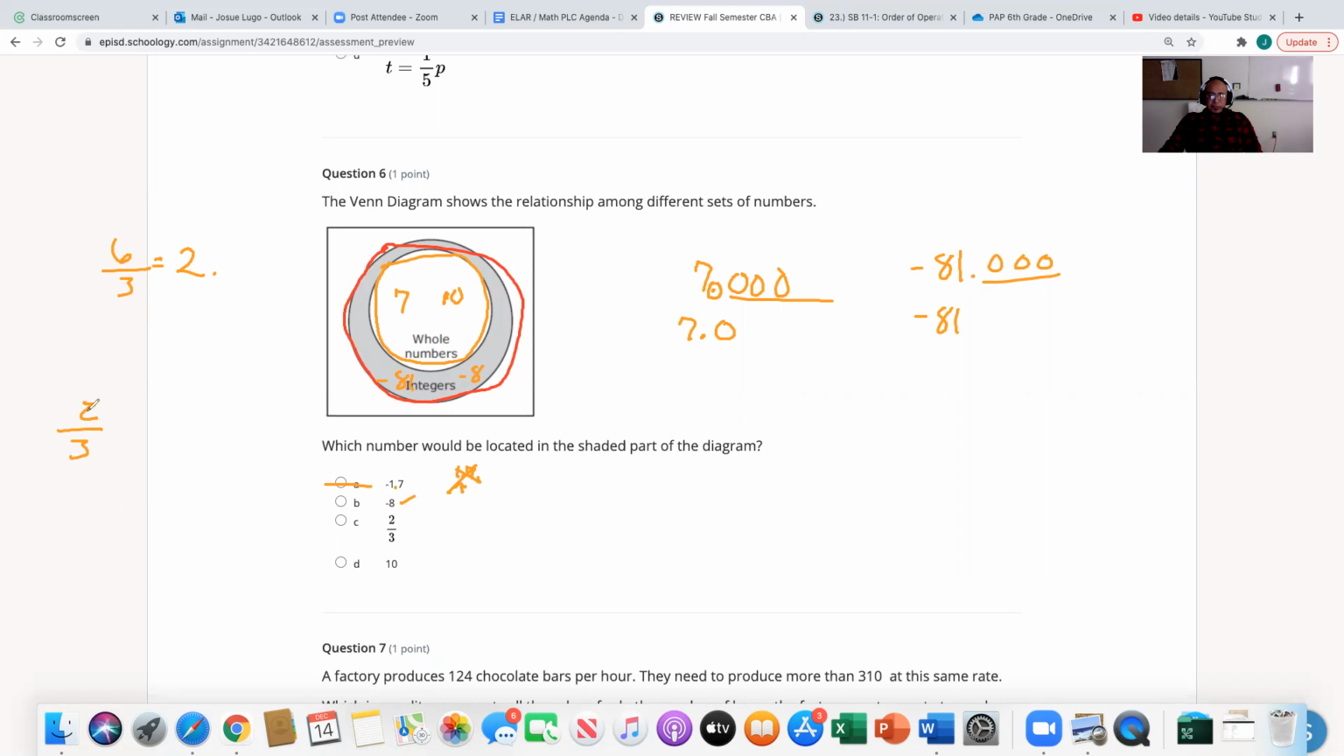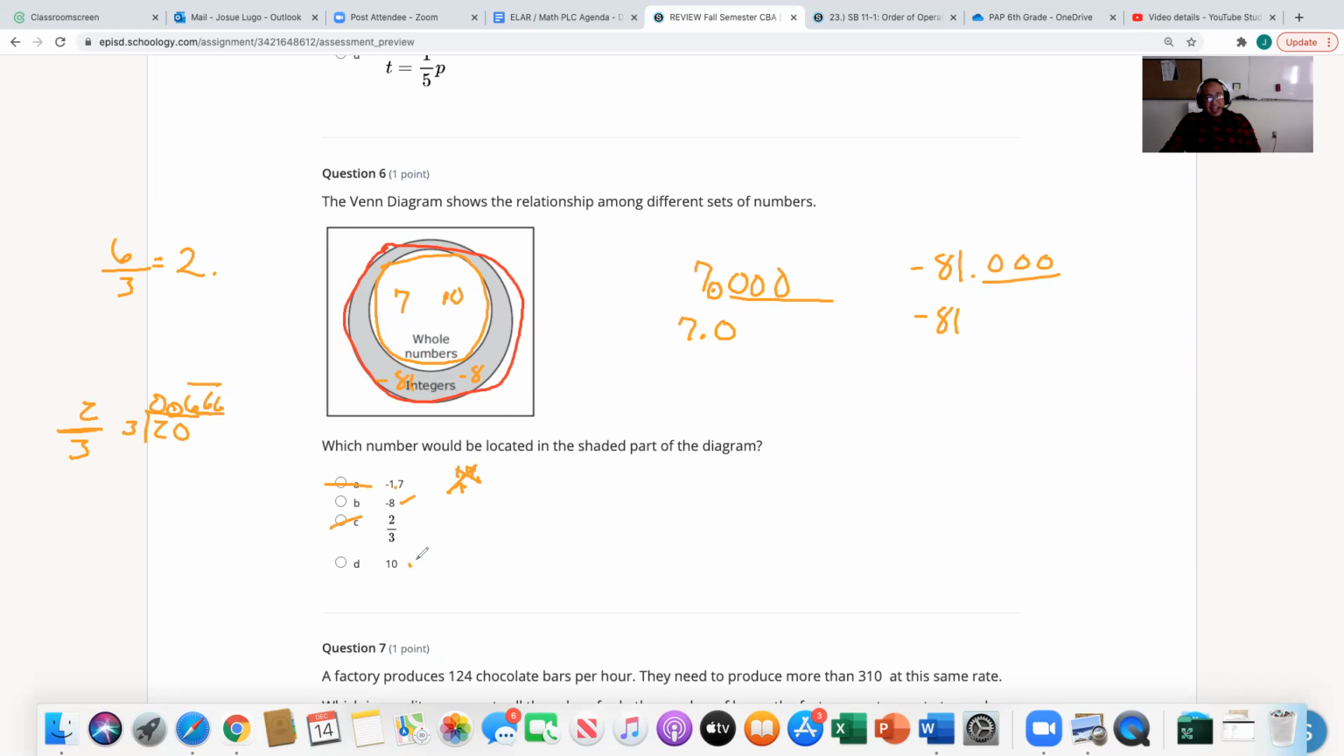But 2/3, notice that if this was a pizza, I only have 2 out of 3 pieces. It's not even one whole. It's going to be a decimal. And if you don't believe me, remember that this means division. 2 divided by 3 is going to give me 0.666666. So obviously it has a decimal value. Ladies and gentlemen, 2/3 is not an integer.